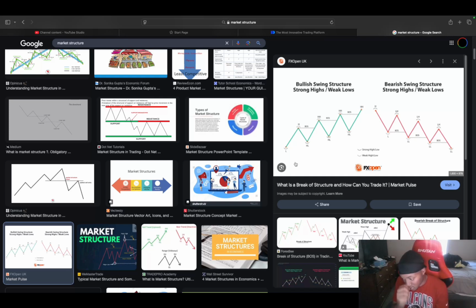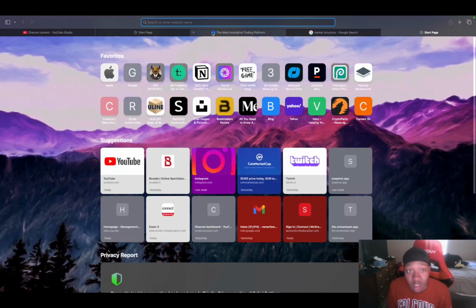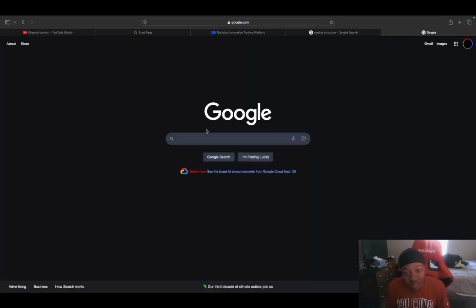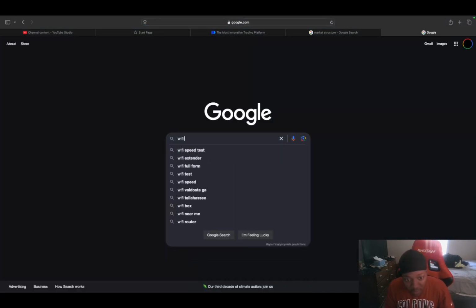That's all it is. You know how a Wi-Fi bar goes up every time another bar passes the other Wi-Fi bar? That's a break of structure. You're probably like, Mario, what the fuck are you talking about? Okay, boom. Wi-Fi bar.